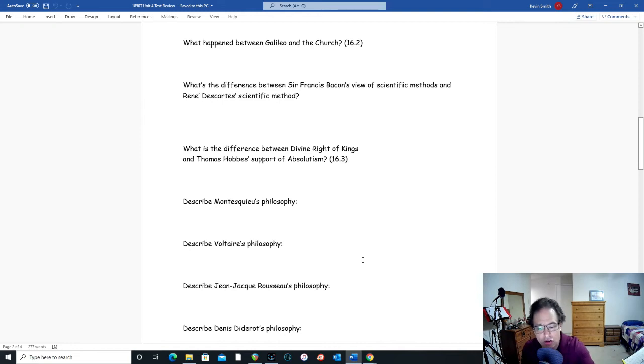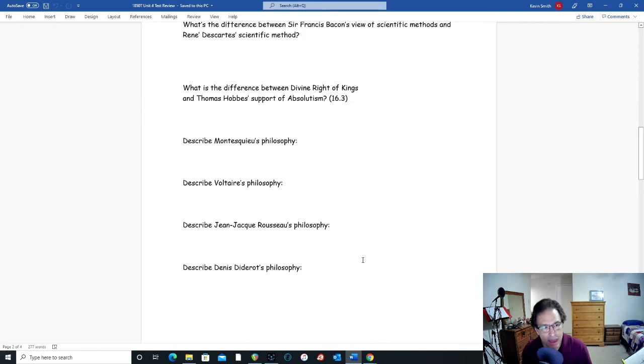So going on to the Enlightenment, what's the difference between the divine right of kings and Thomas Hobbes' support of absolutism? Kings and many government officials, such as James I and Louis XIV, believed that the reason that they were in power, the reason they were on the throne, was because God put them there, and therefore they were really only answerable to God. And therefore no man, no group of men should have the authority to limit their power in any way.